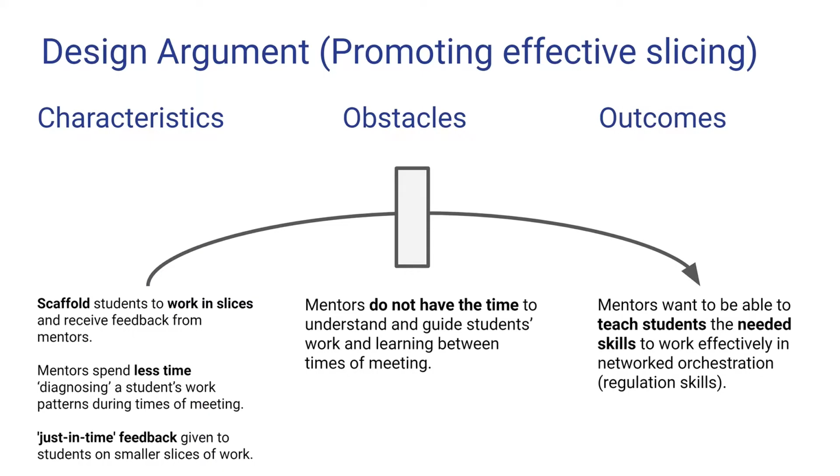When thinking about the design arguments for slicing, considering the same outcome and obstacle, the characteristics are as follows. The solution would scaffold students to work in slices and receive feedback from mentors, resulting in mentors spending less time diagnosing a student's work patterns during times of meeting, as well as providing just-in-time feedback to students on smaller slices of work.